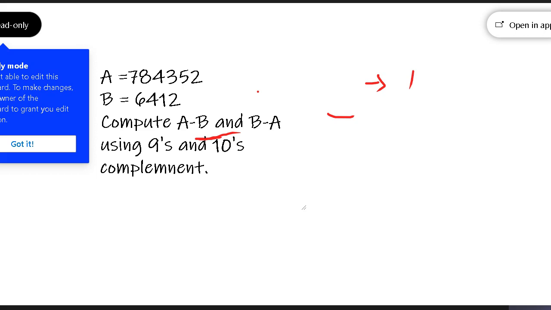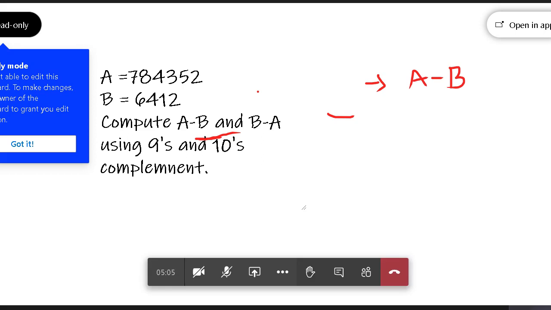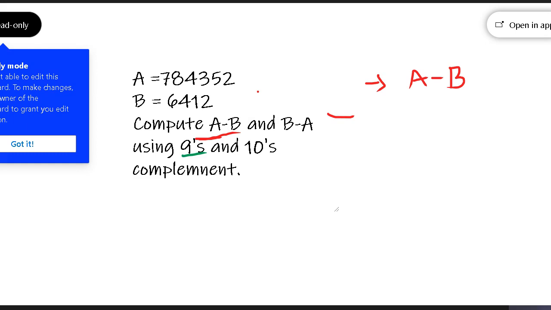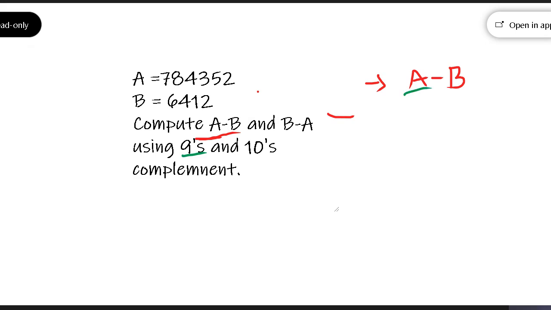The procedure is same, A minus B. So we'll do nines complement first. This is minuend and this is subtrahend. So what is the first step we do? We add zero, sir, equalizing.